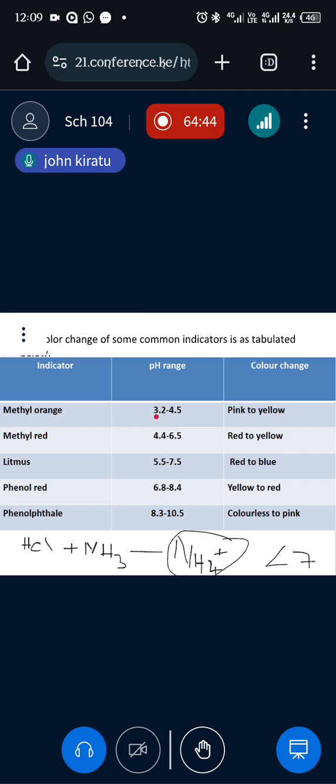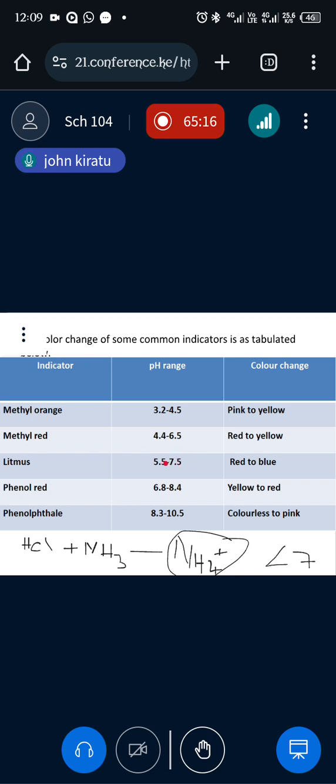So when you are doing the answer, it must be above 7. Therefore, methyl orange cannot be used because the maximum it can go is 4.5. Methyl red, the maximum it can go is 6.5. Now litmus can be used, but you see that as much as it's below 7, you'll find that most of the time it goes beyond 7. So this one is just a little better. So yes, it can be used.